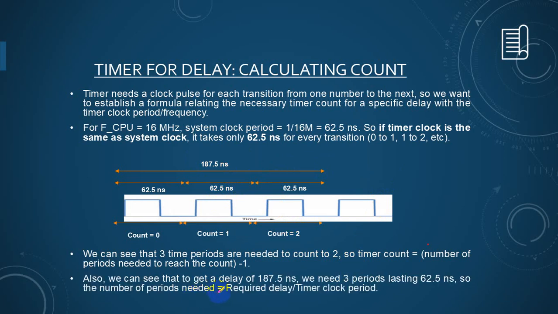Also, we can see that to get a delay of 187.5 nanoseconds, we need 3 periods lasting 62.5 nanoseconds. So the number of periods needed is equal to the required delay divided by the timer clock period. Another formula: number of periods needed is equal to the required delay divided by the timer clock period. So we have used two formulas over here.